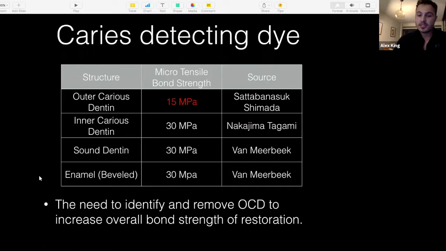And like I just said, we need to identify and remove the outer carious dentine where appropriate, and I'll go into where it is appropriate to leave it. If we don't remove it all or remove most of it, we'll significantly reduce our bonded restoration strength, not only to the enamel, but also to the dentine and the hybrid layer.